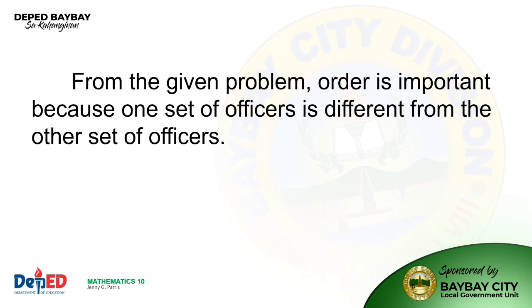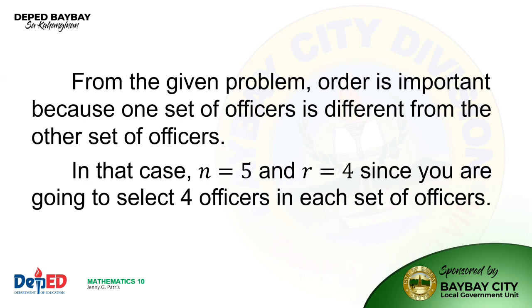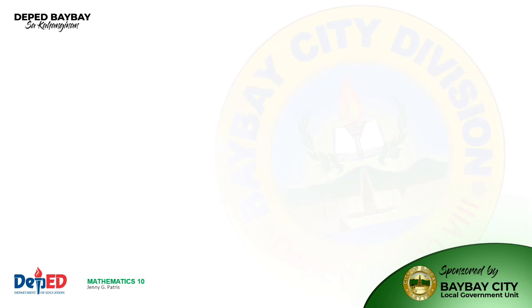In that case, n is equal to 5 and r is equal to 4, since you are going to select 4 officers in each set of officers. Using the formula, we have the permutations of n taken r at a time, which is equal to n factorial divided by the quantity of n minus r factorial.